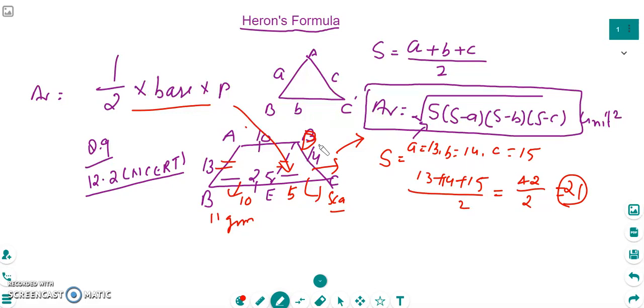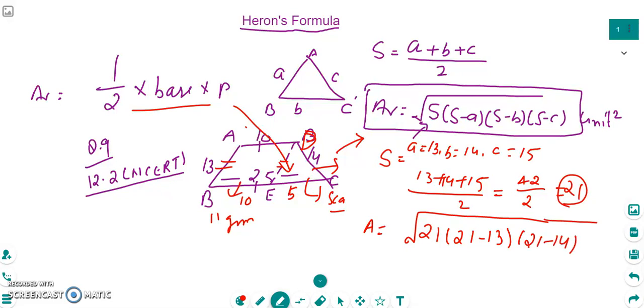Actually, I am not going to use any units like centimeter or meter here. Whatever is given in the question, sometimes it will be in centimeter, so you can put centimeter, or you can put meter as well, depending on what is given in the question. So now we are going to use the area formula. Area will be equal to the square root of s, that is 21, times 21 minus 13, that is s minus a, times 21 minus 14, that is s minus b, times 21 minus 15, that is s minus c.